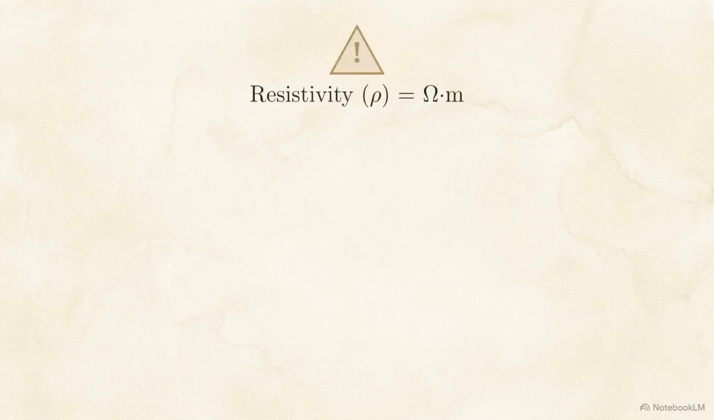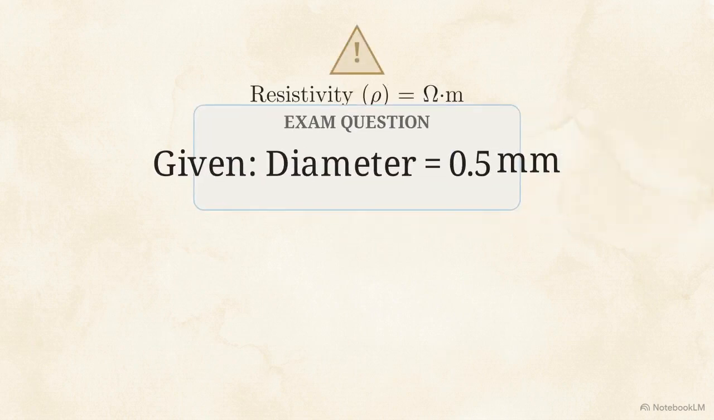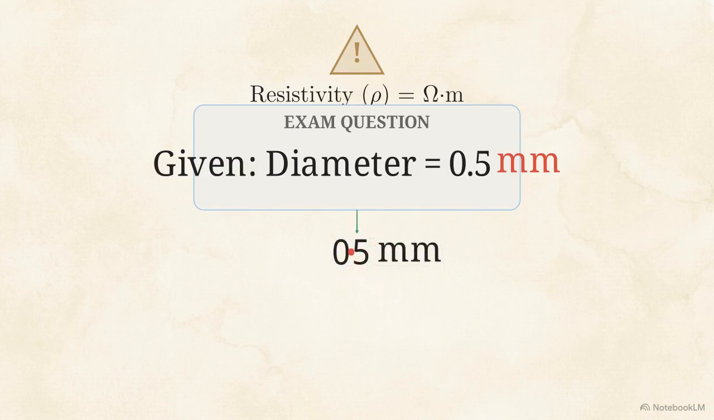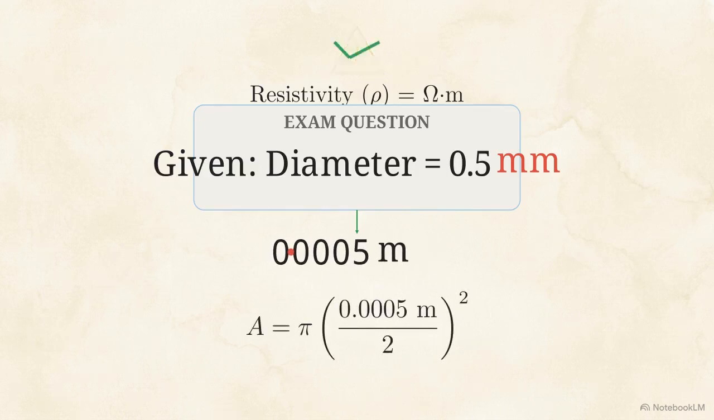There is one final math trap to avoid. Resistivity is universally measured in ohm meters. Exam questions will almost always give you the diameter of the wire in millimeters. If you plug millimeters straight into the area formula, your final answer will be off by several orders of magnitude. You must convert millimeters to meters before doing anything else.